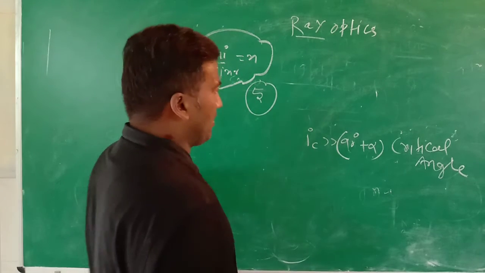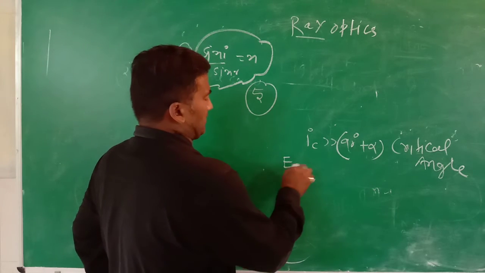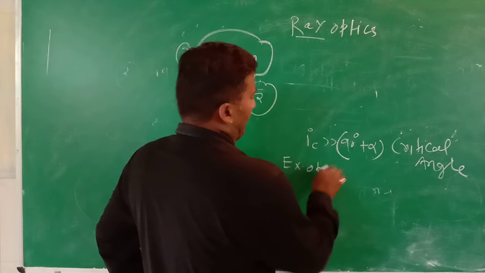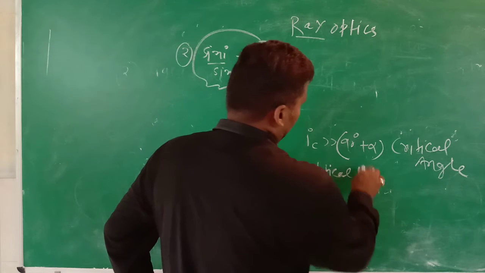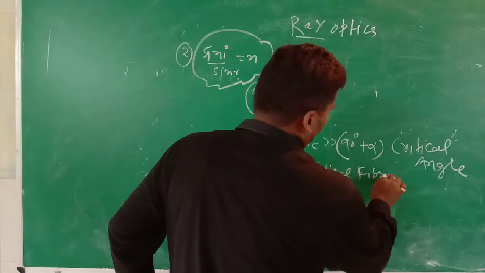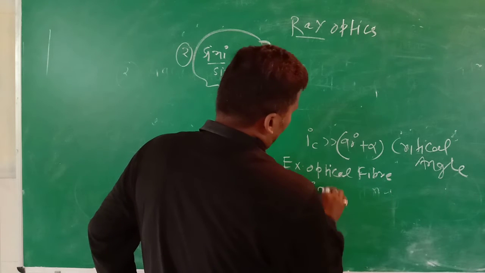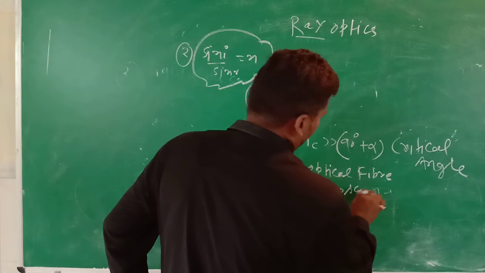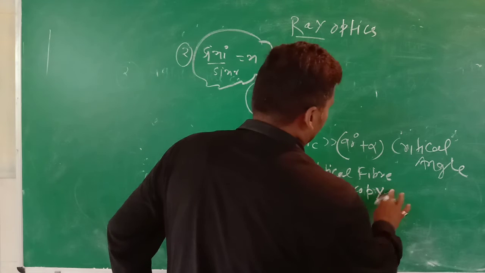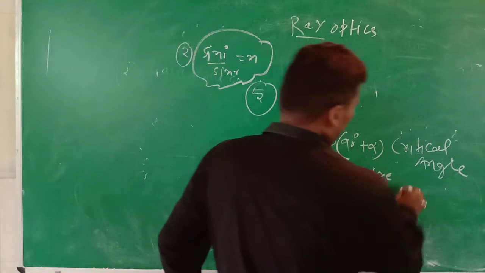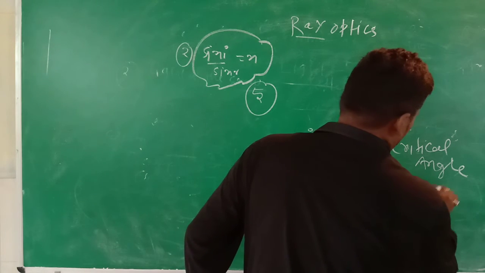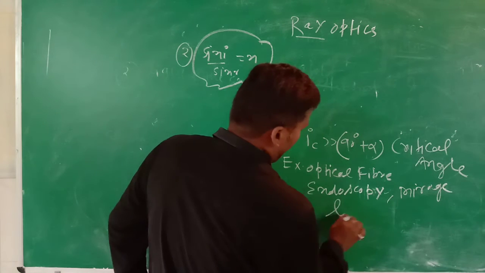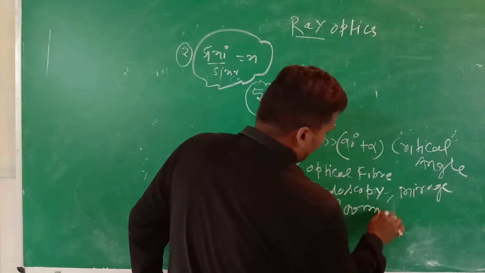Easier examples of total internal reflection are the optical fiber, endoscopy, mirage, lumen, etc.